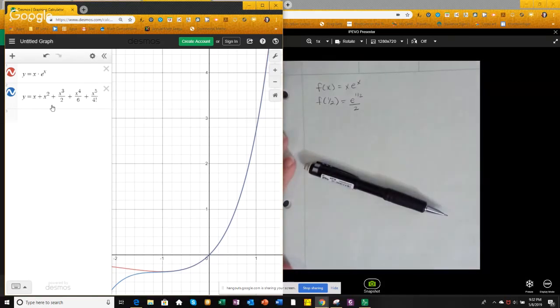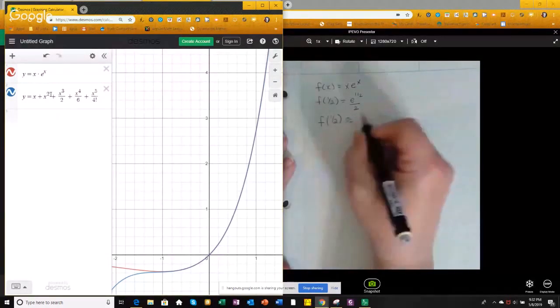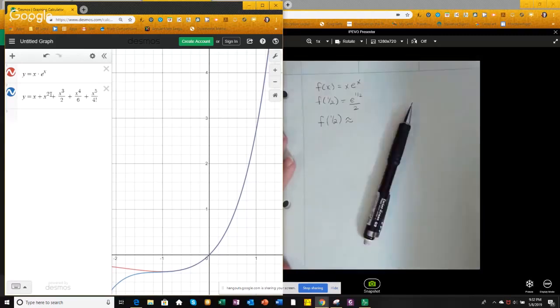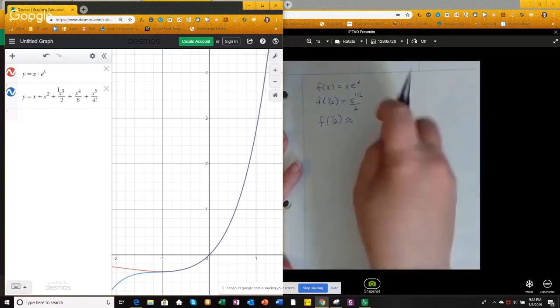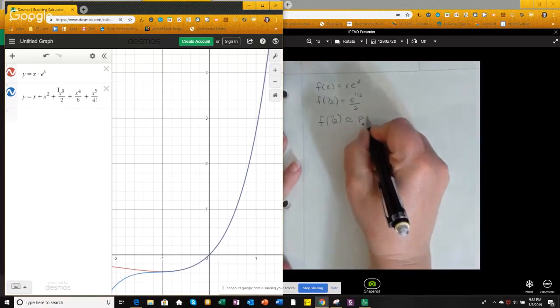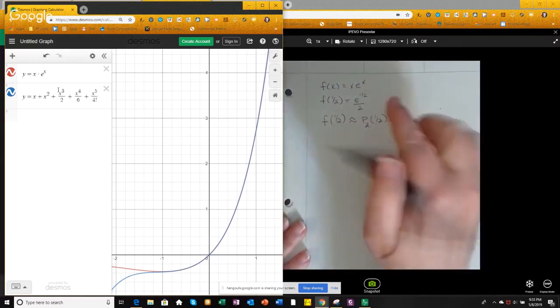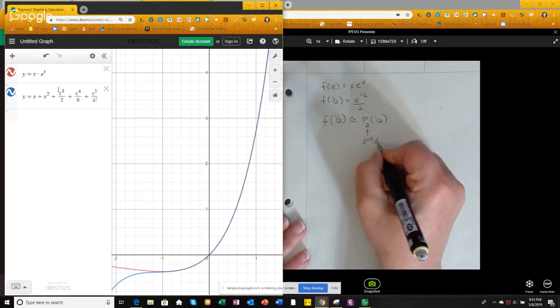I happen to have a series over here that will approximate it. So I can say f of 1/2 is approximately, I can use what they call a Taylor polynomial, which is going to be a limited string of terms from my infinite Taylor series. So I could use a second degree Taylor polynomial, and I'm just going to call it, I don't know what your book calls it, but I'm going to go P2 of 1/2. This is the second degree Taylor polynomial.